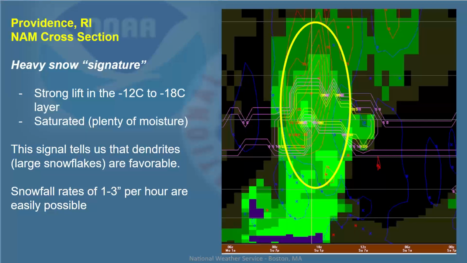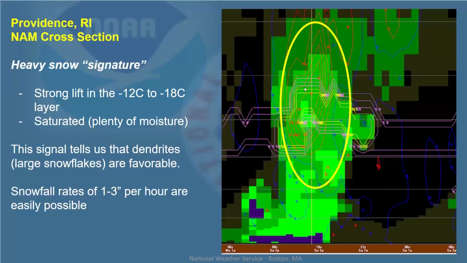And this is looking at what we call a cross section from Providence. The green is moisture, and each line there represents about 5,000 feet, so you're going up in the atmosphere. And you notice you see the moisture, and there's also what we call lift, indicated in the yellow there, and you have the purple, which is the ideal snow growth area.